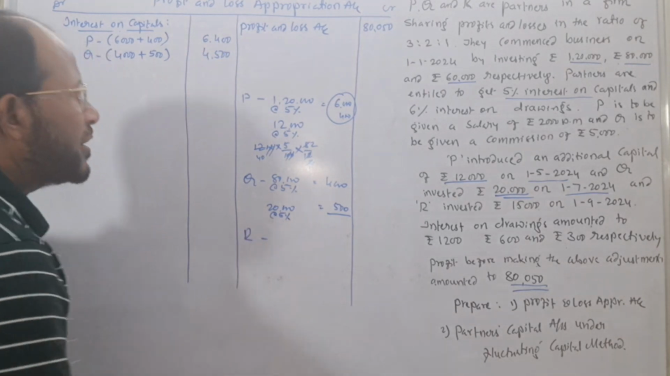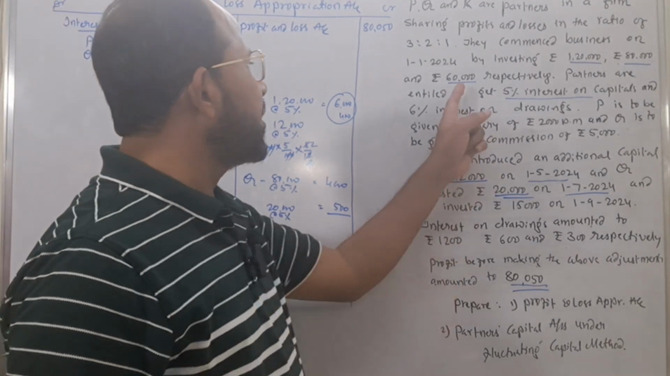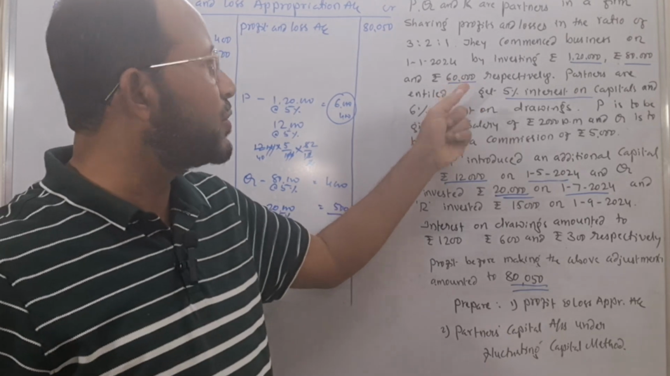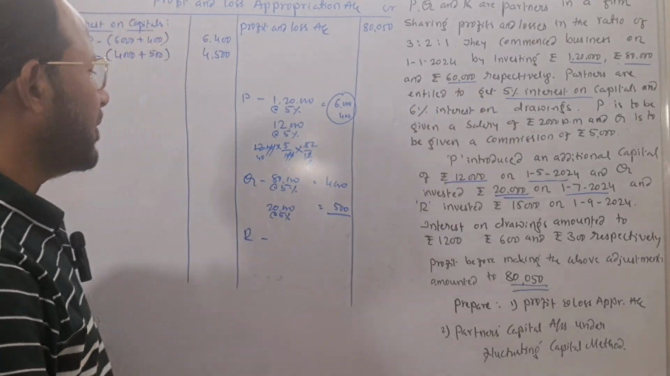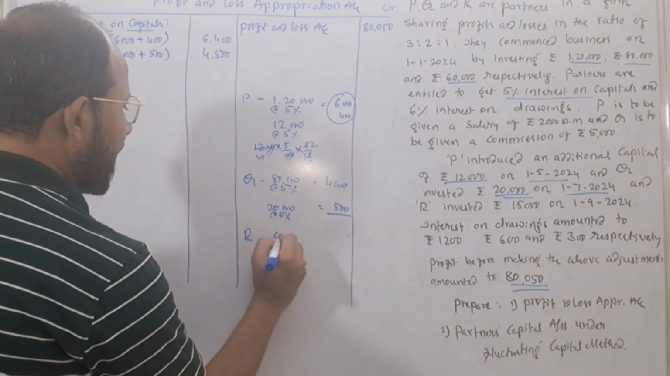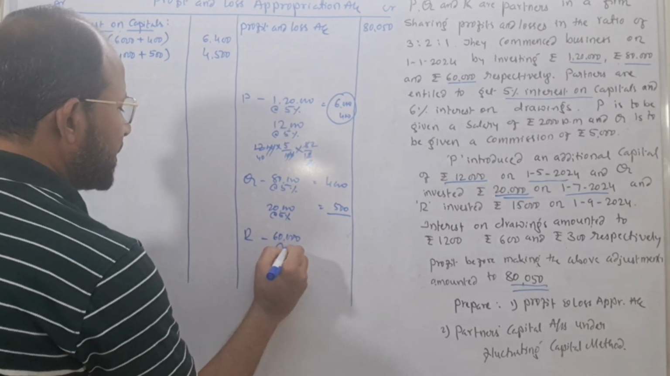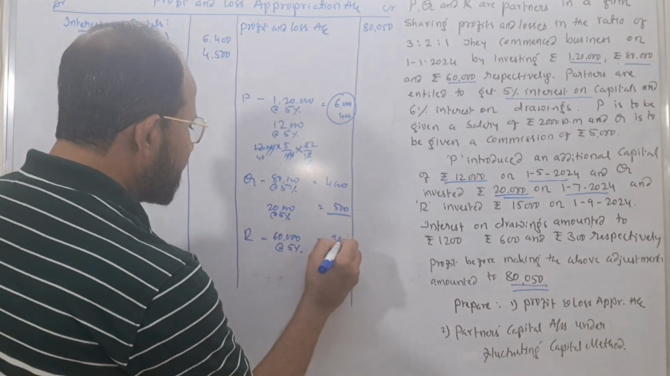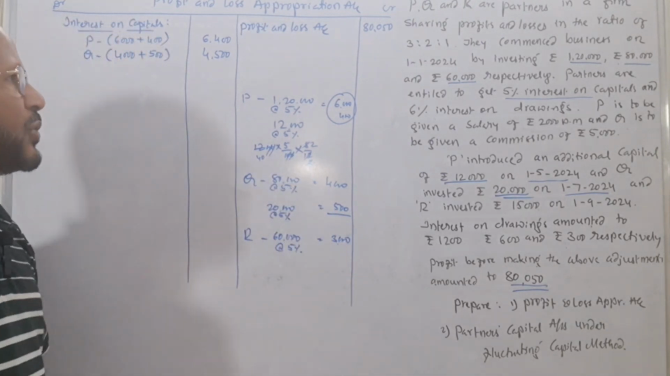Next one is Mr. R invested rupees 60,000 as his initial investment on 1st January 2024. This was used in the business for the whole year. Because of that reason, we are calculating at 5% on 60,000 for 1 year. It comes to rupees how much? Rupees 3,000. Okay.